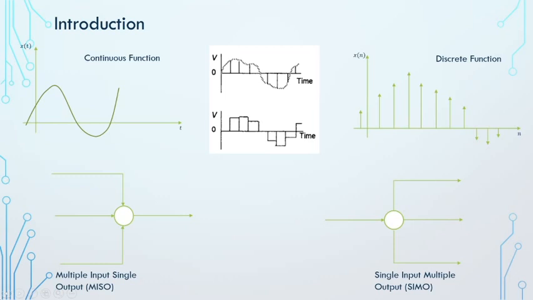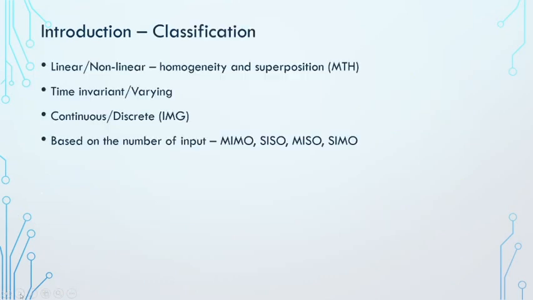I hope that's clear. Now, lastly, there's a classification based on the number of inputs, and you have a couple of acronyms here: MIMO, SISO, MISO, SIMO. Basically, MIMO is multi-input, multi-output. SISO is single input, single output. MISO is multi-input, single output. And SIMO, the last one, is single input, multiple output.